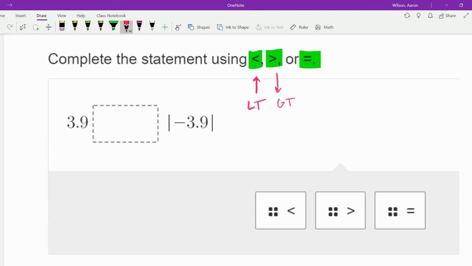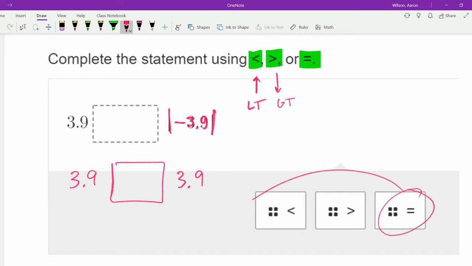All right, so 3 9/10. We have to figure out what symbol goes inside the box compared to the absolute value of -3 and 9/10. Keep in mind, absolute value is distance from zero. How far away is -3 and 9/10 from zero? It's just 3 and 9/10, because distance has to be a positive value. So we're comparing 3 and 9/10 to 3 and 9/10. That's obvious. It is equal to.